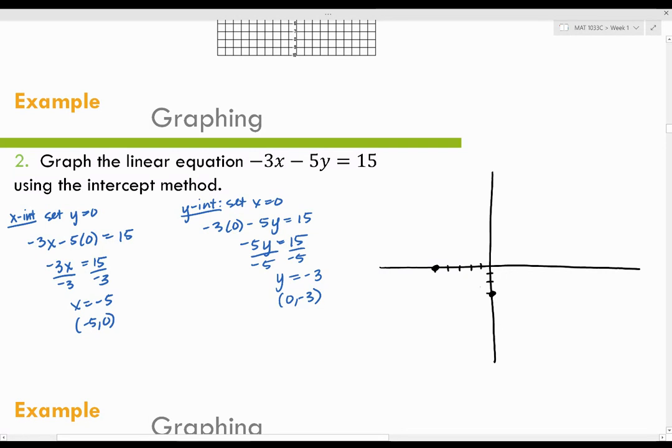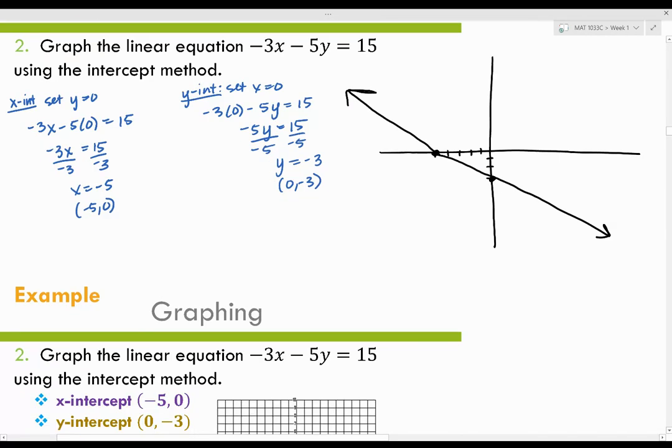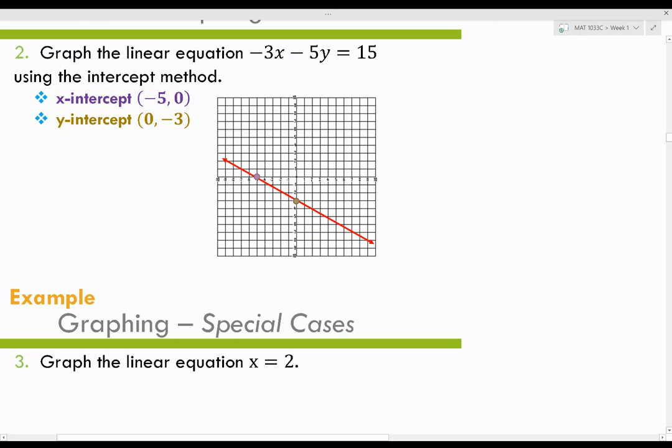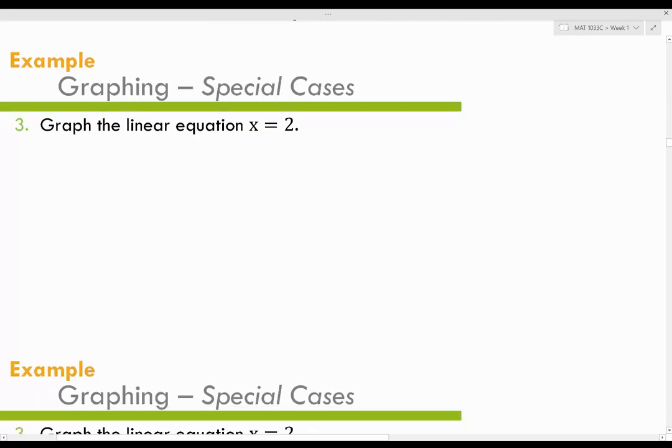And then I connect my points. So hopefully yours is a little straighter than mine. I'm on a tablet, so I'm doing my best. And there's our line. All right, let's try another one. So let's see if we're correct. Yep, we're all set.